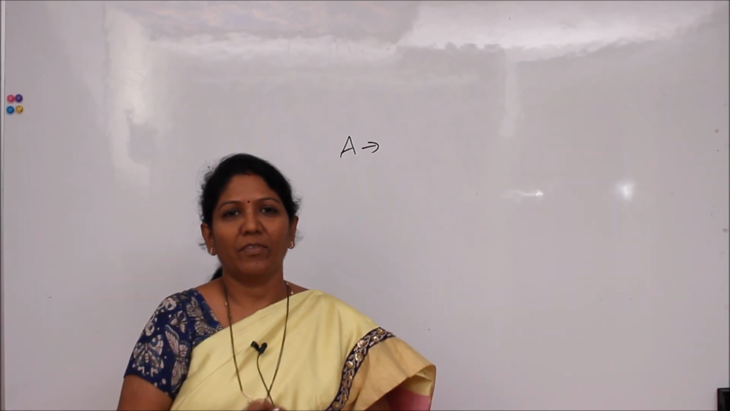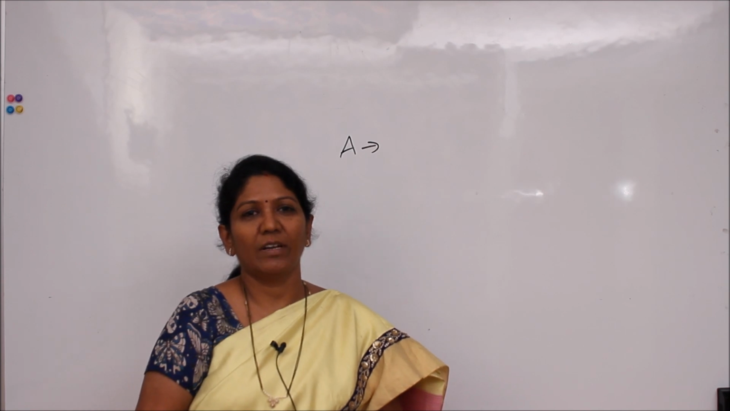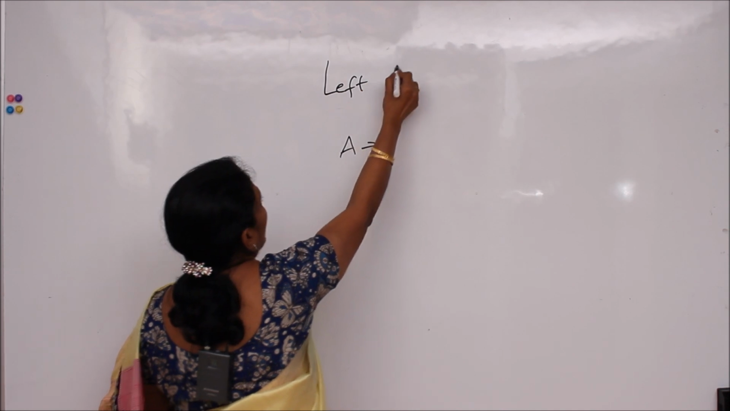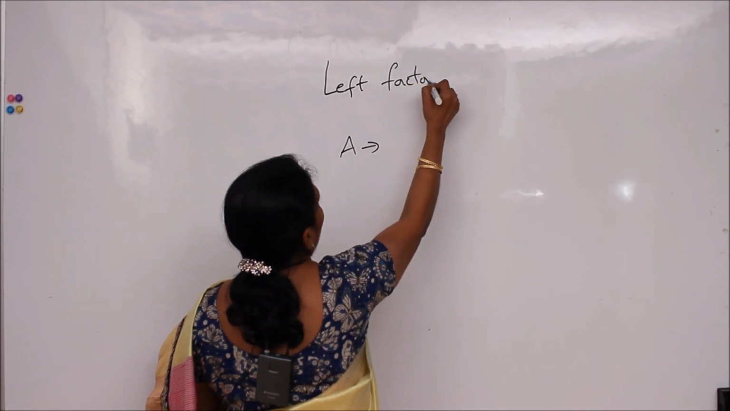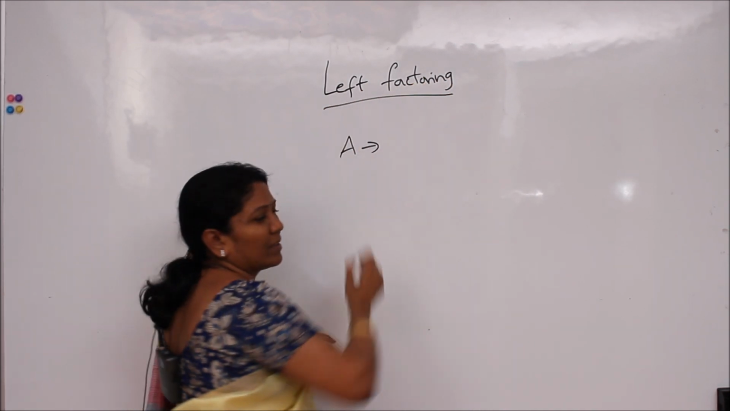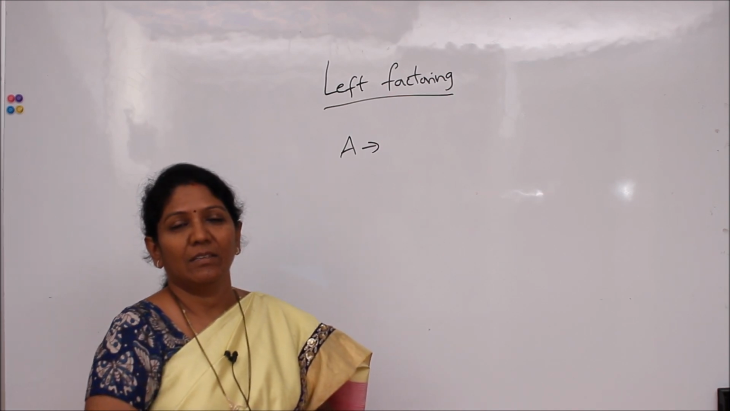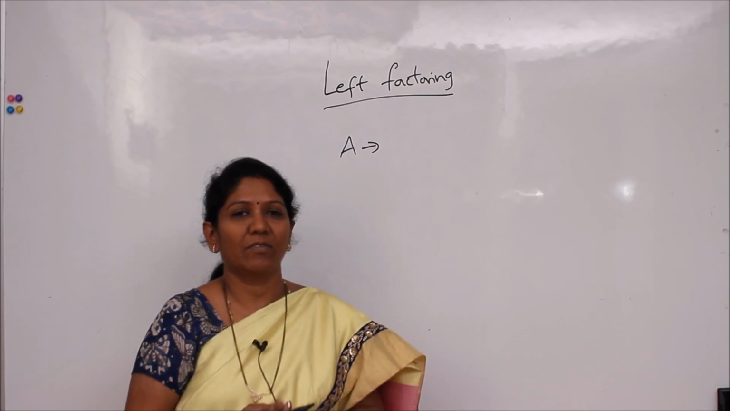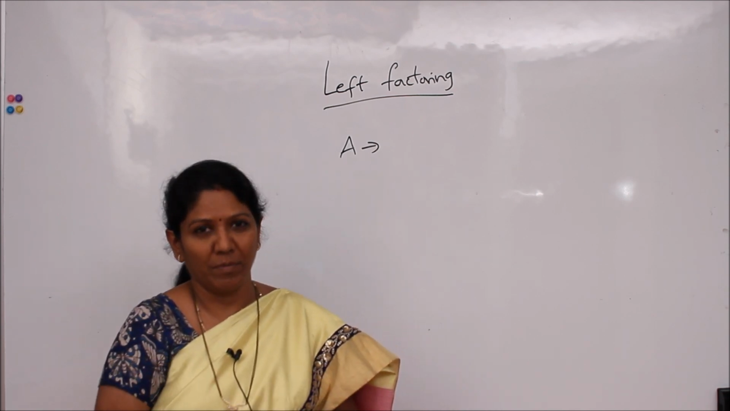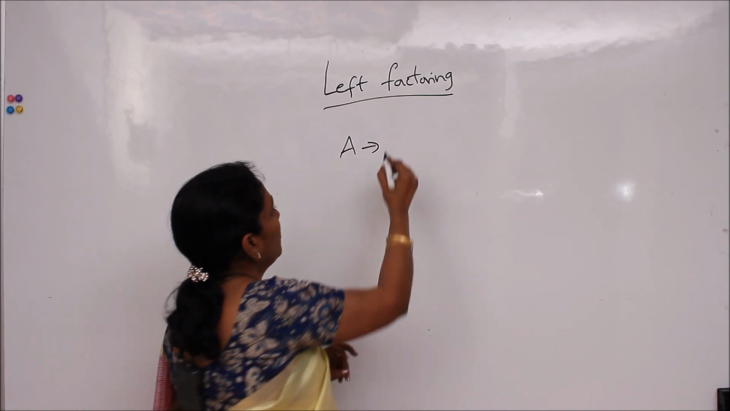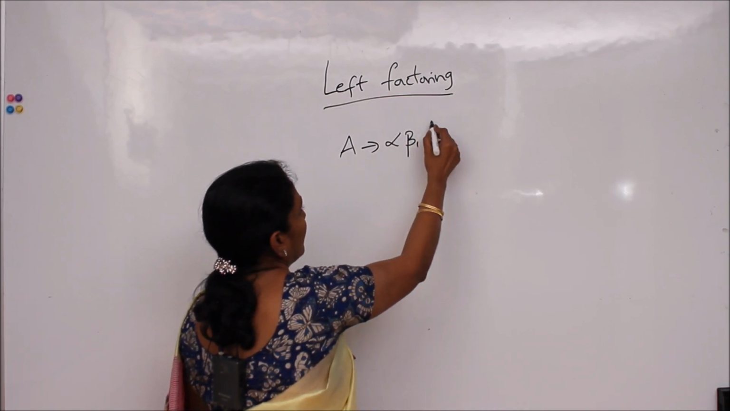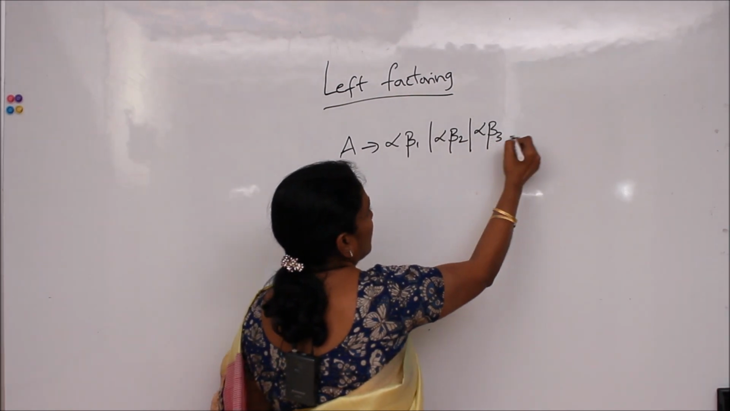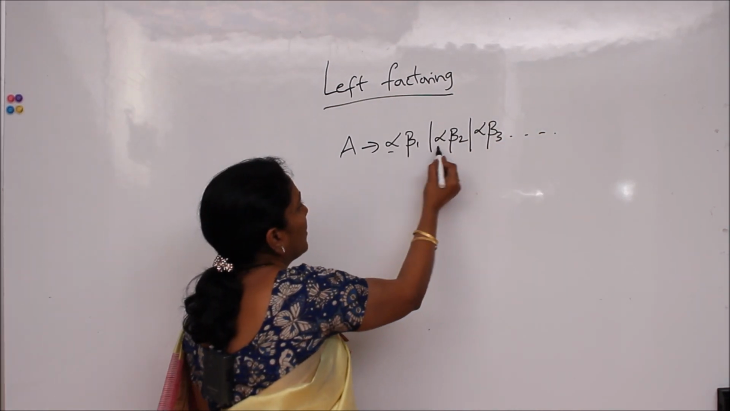Now let us look at one more concept with the grammar, that is called left factoring. What is this? When you observe context-free grammars, sometimes when you look at the right hand side of the grammar, you may find some common prefixes. Something like A to alpha beta 1, alpha beta 2, alpha beta 3 and so on. There is a common prefix.